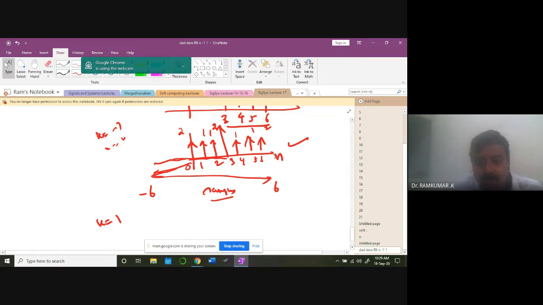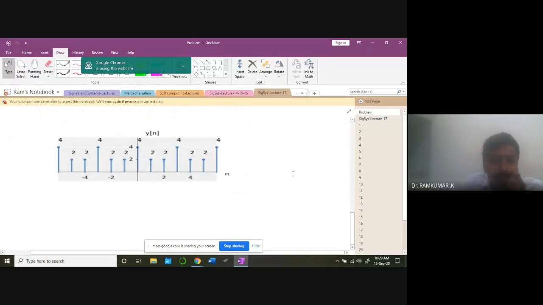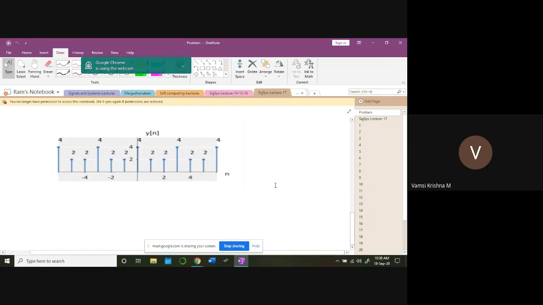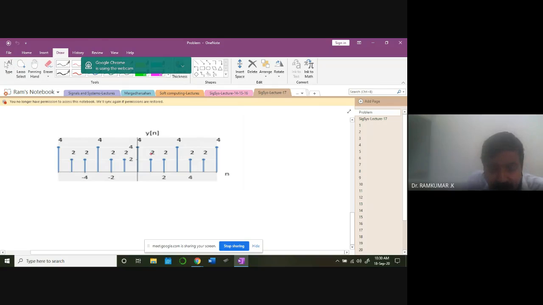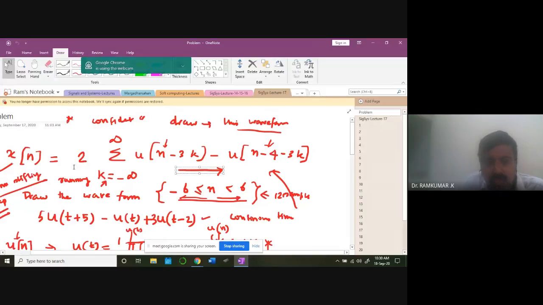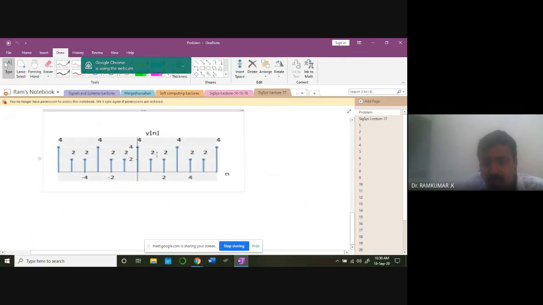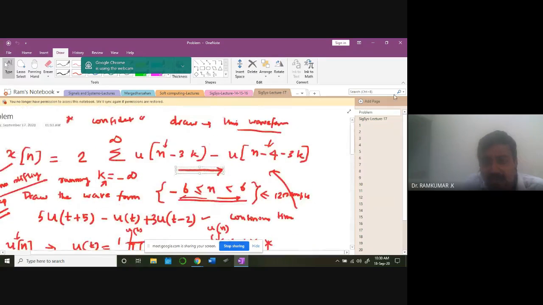I'll project the answer for this problem. This is the kind of response you'll be getting: for the 0 sample you get 2, then 0, 2, 2, 4, like that. This 2 indicates that a 2 is getting multiplied for all the values, which is why you have 2 here instead of 1. The amplitude is scaled. This is the kind of waveform you'll be drawing when you add all those signals.